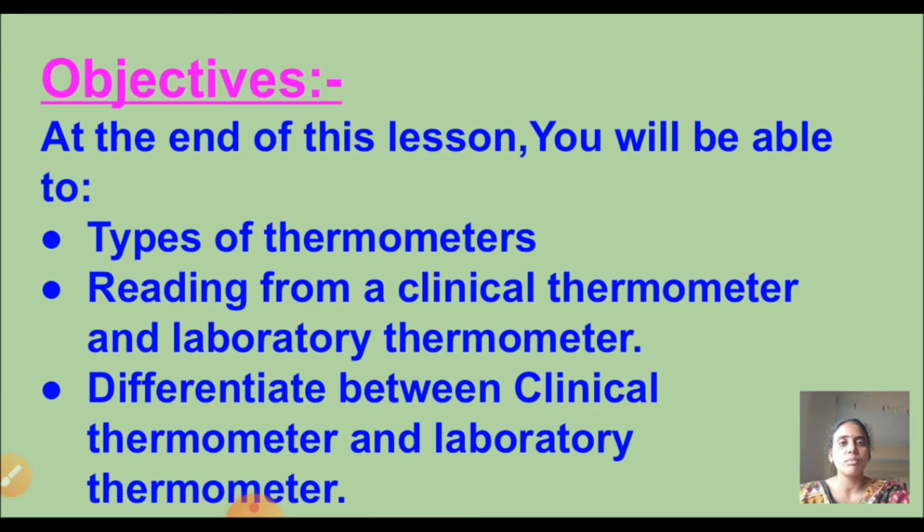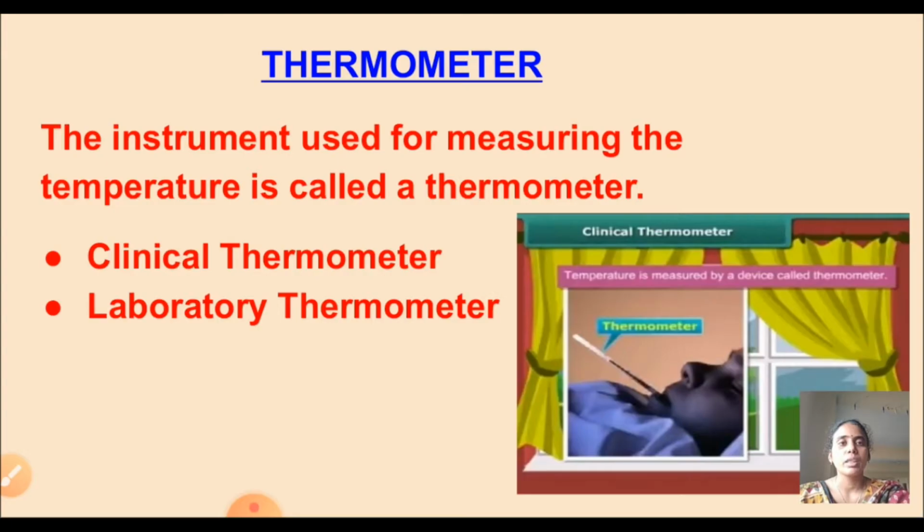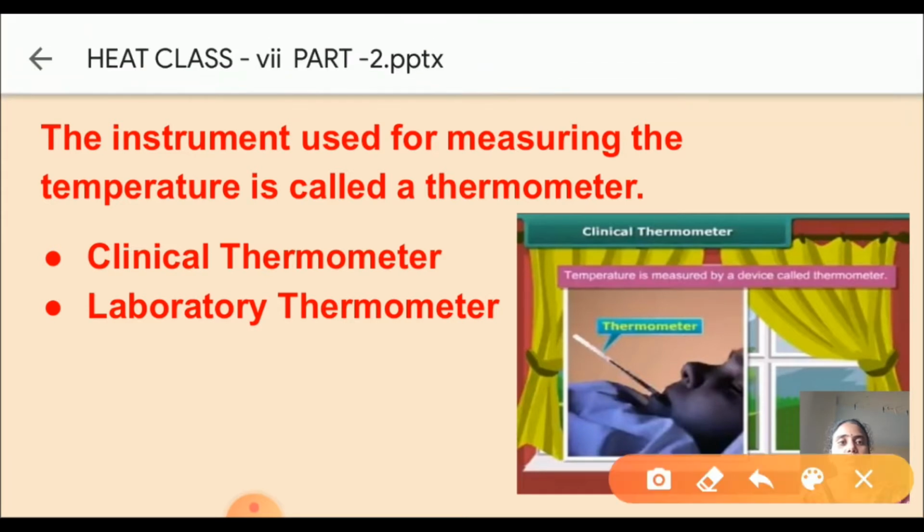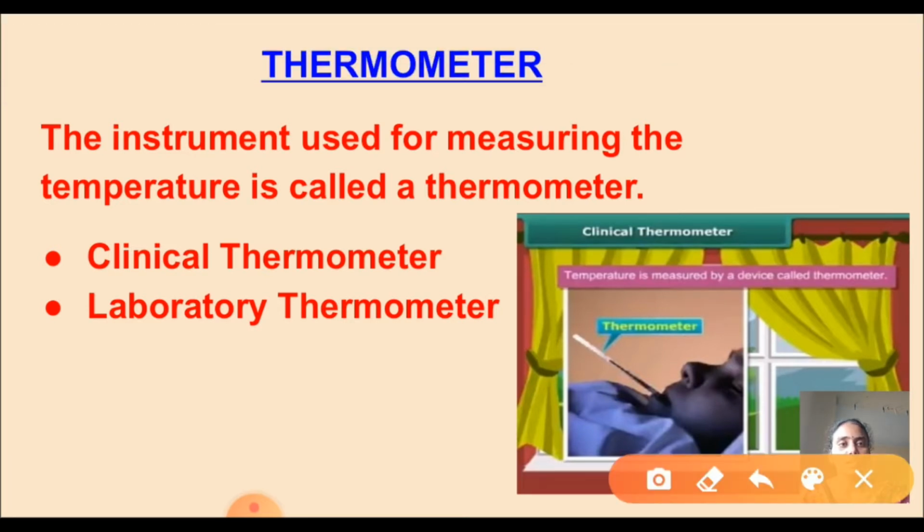Let us discuss what a thermometer is and what the types of thermometer are. A thermometer is the instrument used for measuring temperature. What are the two types of thermometer? Clinical thermometer and laboratory thermometer. What is the clinical thermometer? The one that measures our body temperature is called a clinical thermometer.